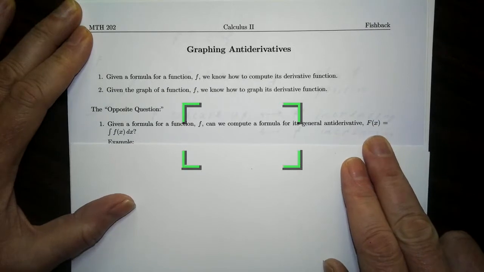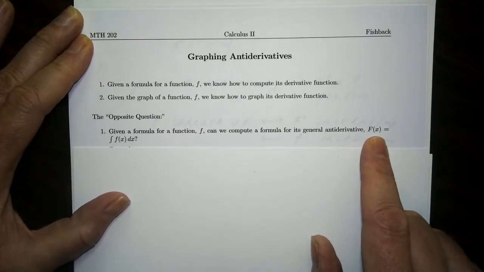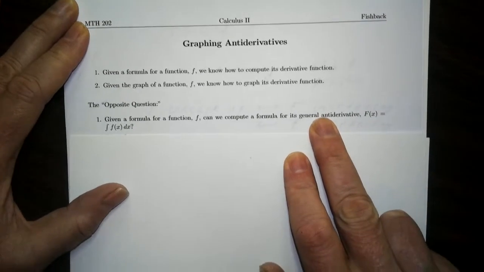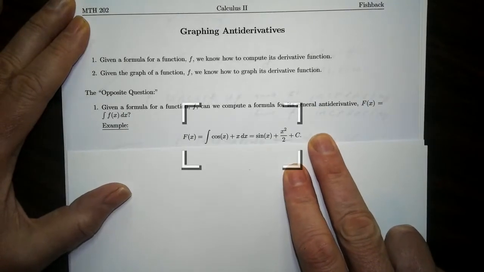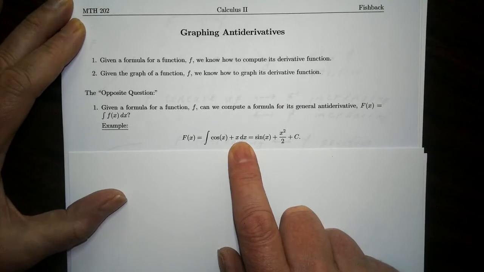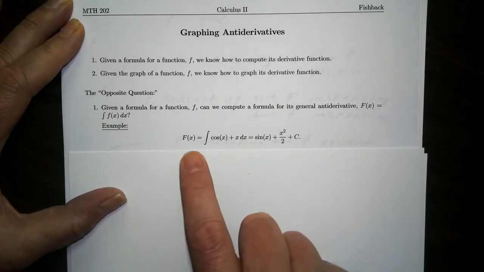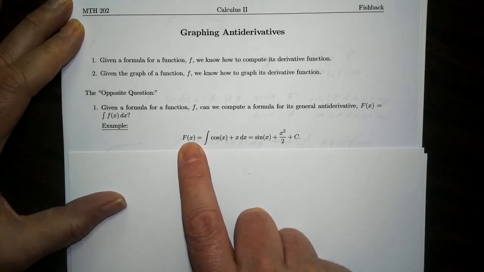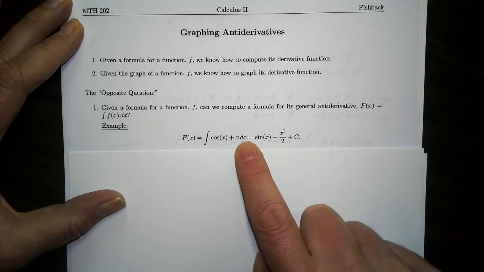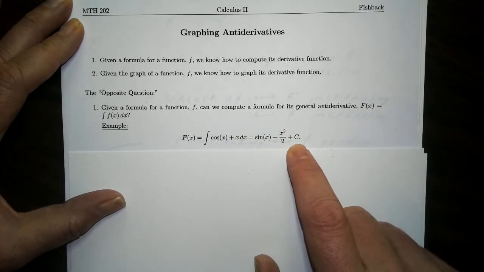First, given a formula for a function, can we compute a formula for its general antiderivative, capital F, which of course we denote using the indefinite integral notation. This type of thing we've done plenty of already. For example, if we want to find the antiderivative of cosine of x plus x, we can express that using indefinite integral notation, or I'll denote it as the function capital F of x. An antiderivative of cosine is the sine, and an antiderivative of x is x squared over 2. And then we have to add the plus c.